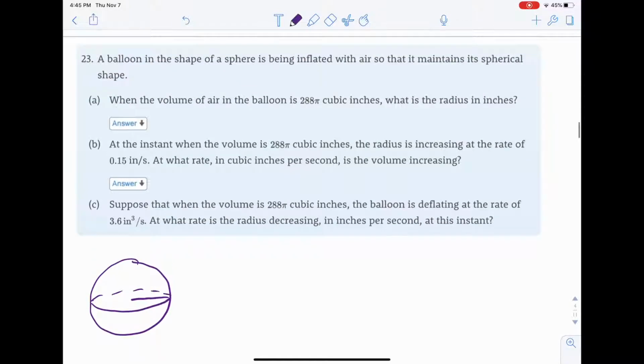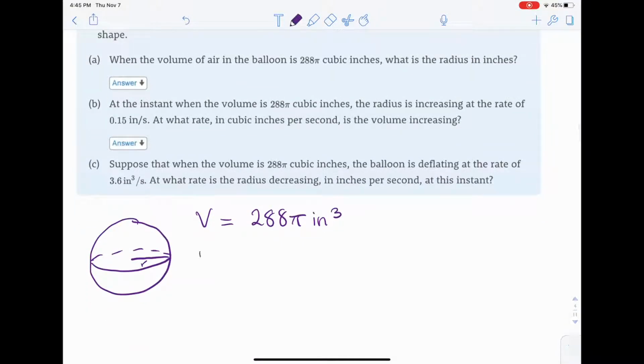And so part A says when the volume of air in the balloon is 288 pi cubic inches, what is the radius in inches? So we don't know the radius yet, so we can just put R right here. When it says the volume of air in the balloon is 288 pi cubic inches, that tells us V. And it wants the radius, so we need R.